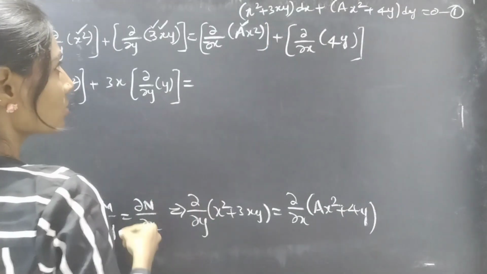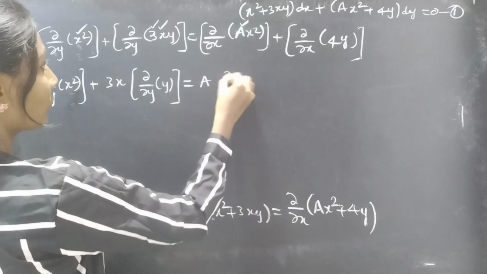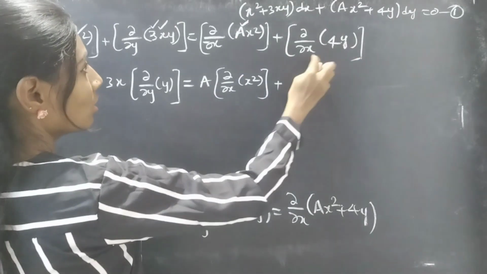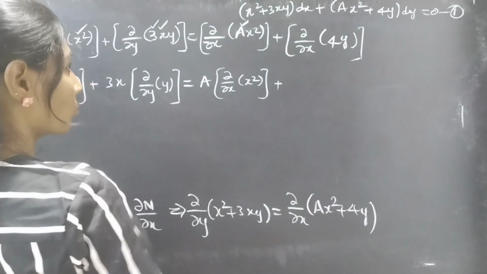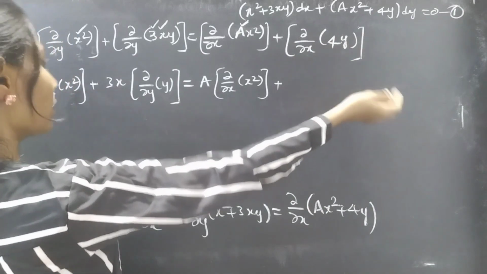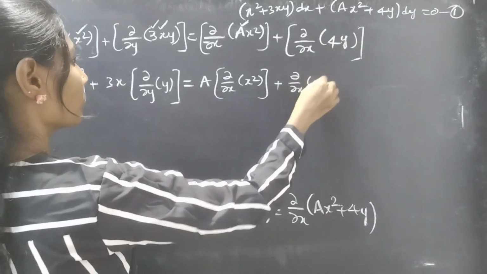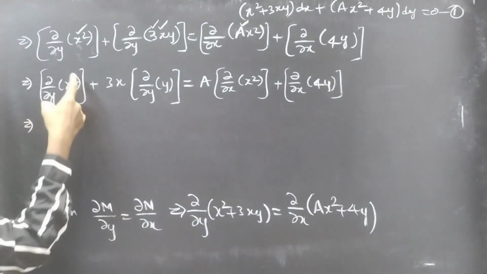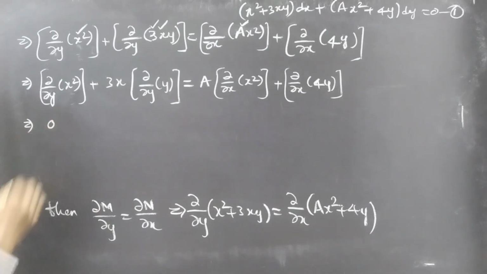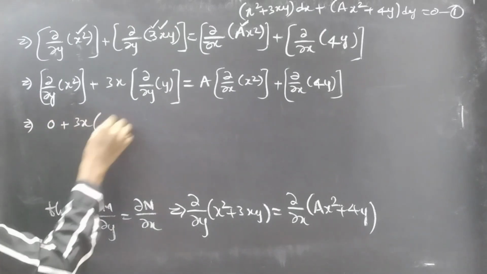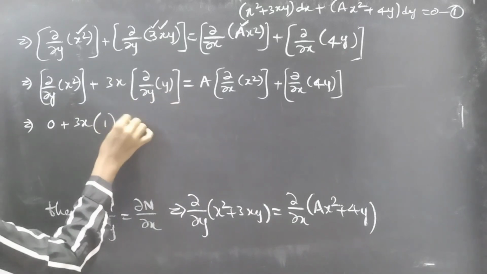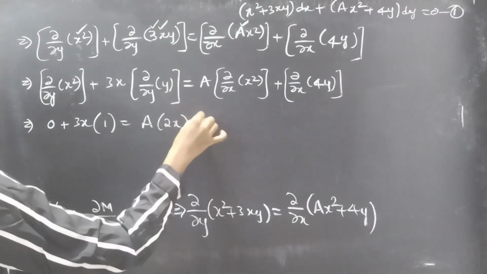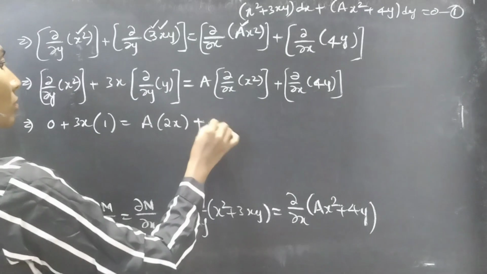Equal to, here a is treated as constant. Let's write a into dou by dou x of x square plus, here getting partial derivative with respect to x, right? So y is treated as constant. Obviously 4y is constant, so we can just write this as it is. Partial derivative for constant with respect to y is 0 plus 3x into partial derivative of y with respect to y is 1, equal to a into partial derivative of x square with respect to x is 2x plus partial derivative of a constant with respect to x is 0, right?